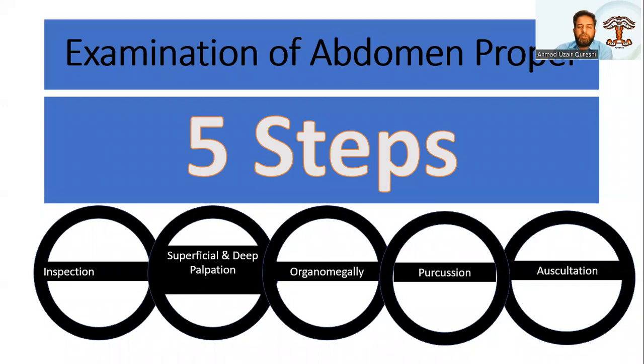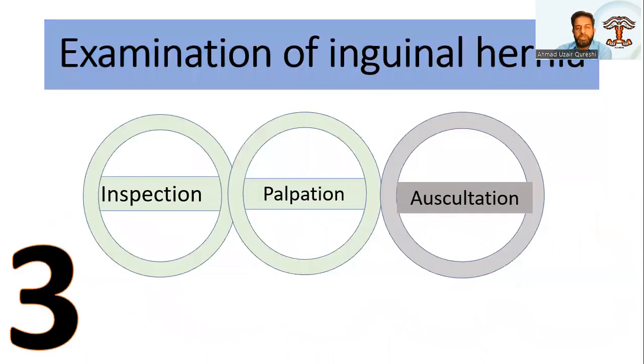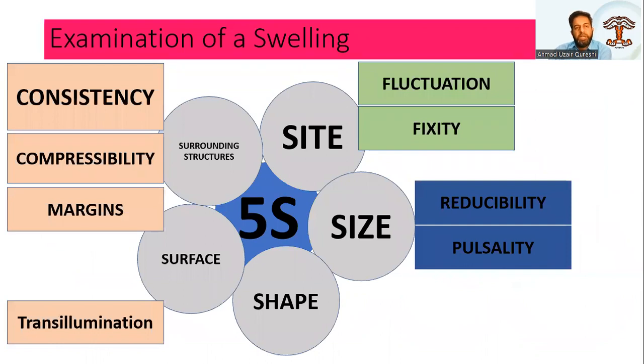The first part, the examination of the abdomen proper, had five parts: inspection, superficial and deep palpation, palpation for organomegaly and liver span, percussion, and auscultation. And the three parts of the examination of inguinal hernia are inspection, palpation, and auscultation.